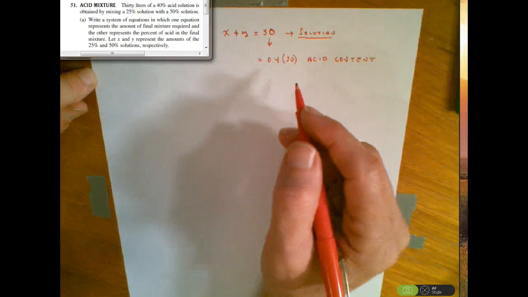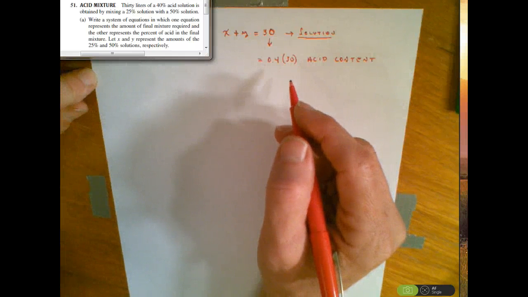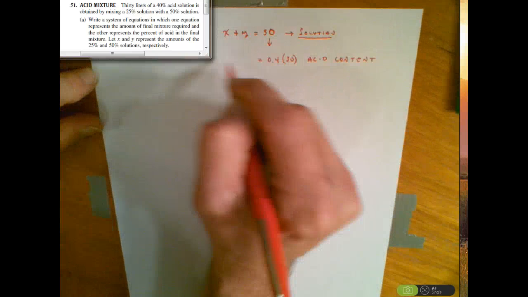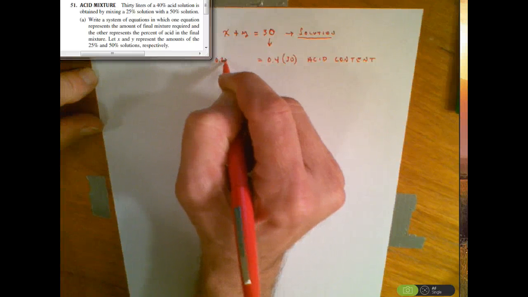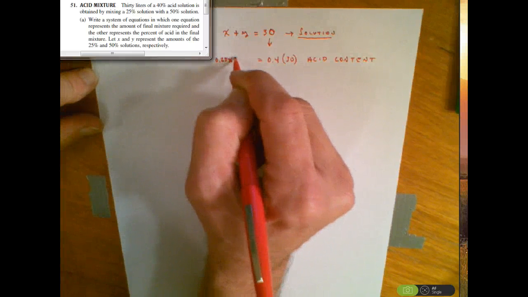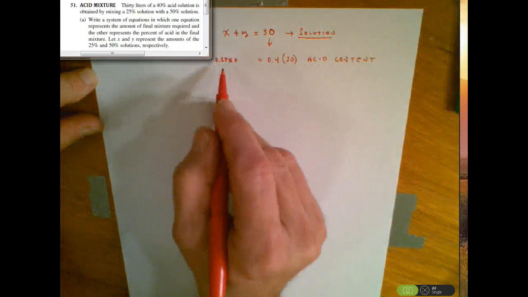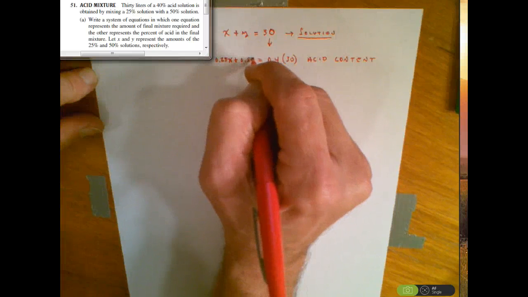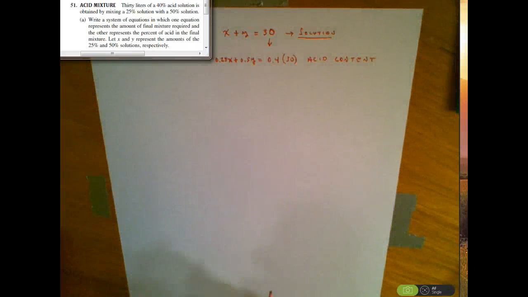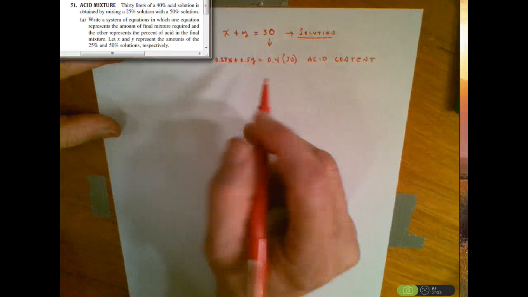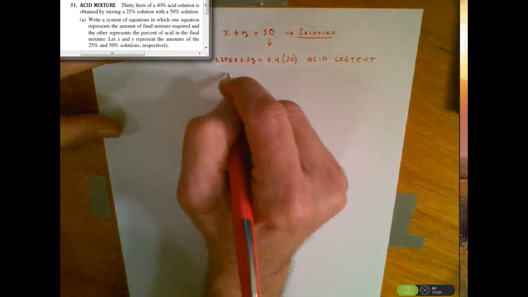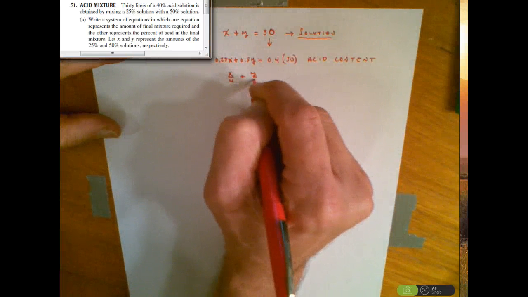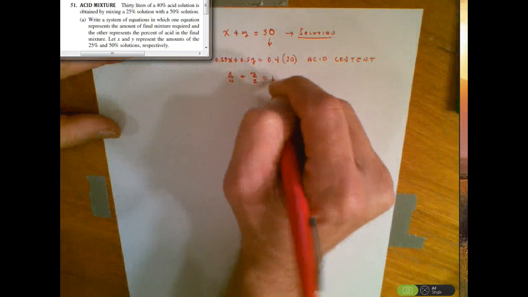Now, where am I getting that 12 liters of acid? Well, I have an x solution, and 25% of that is going to be acid. So I'm going to write 25% of my x solution is my acid from the x, and then the acid from the y would be 0.5 times y. So I have a system of equations now, so I can probably write this as x over 4 plus y over 2 is equal to 12.